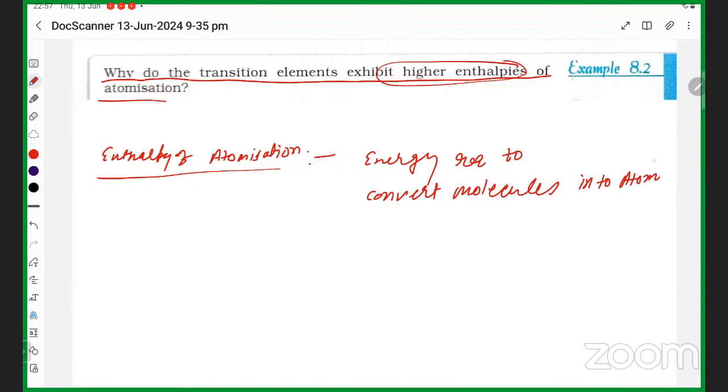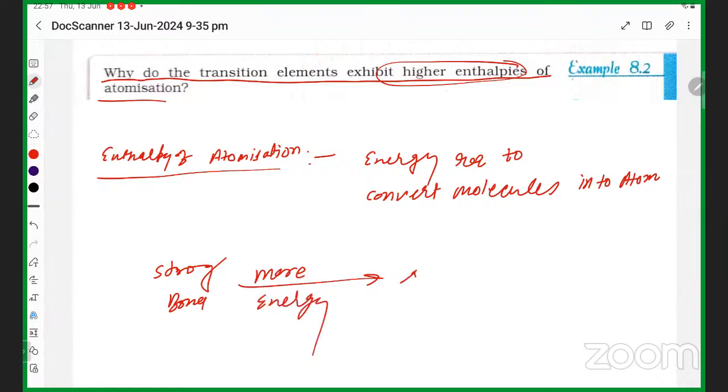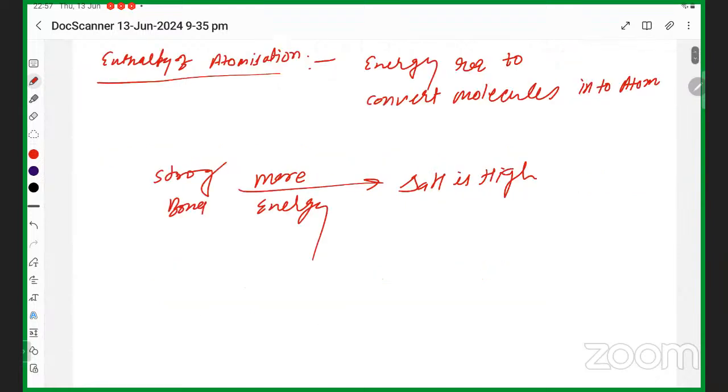Transition metals have a strong metallic bond. A strong bond means more energy is required. Yes or no? Yes, more energy required, so that delta aH is high. You already answered that. There is no problem. Now the next question.